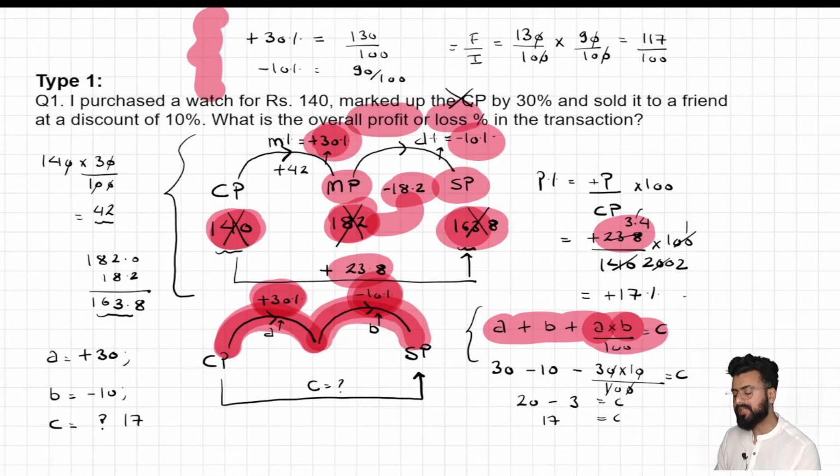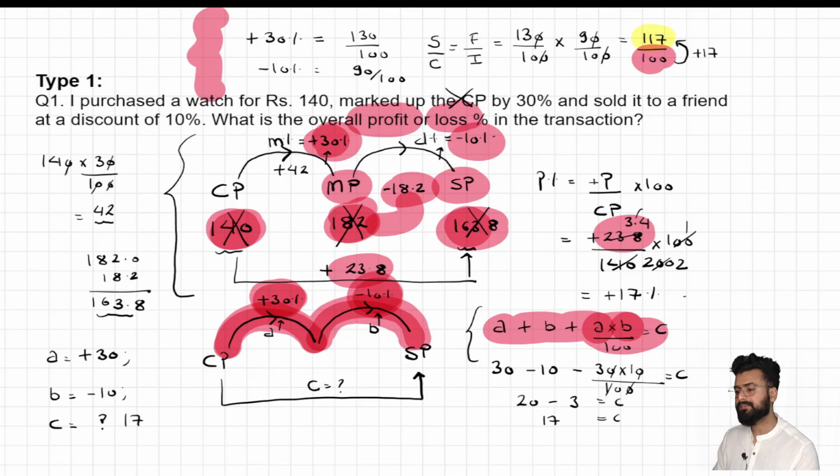Now in the chapter of profit and loss, final value always denotes the value of selling price, and initial, in the denominator, you would always find the value of cost price. What I'm trying to tell you here, cost price is 100 while selling price is 117. If this is the case, can you tell me what is happening here? You would say, sir, we are looking at a profit of 17.